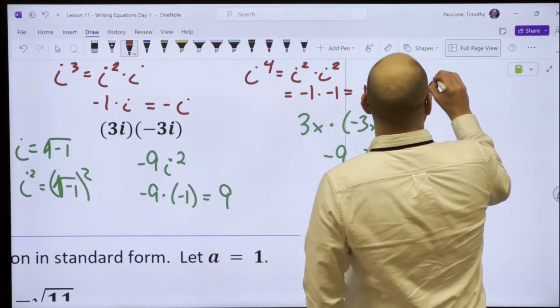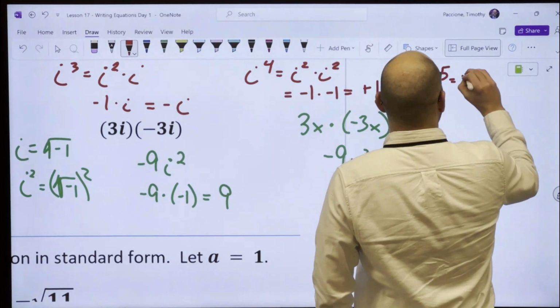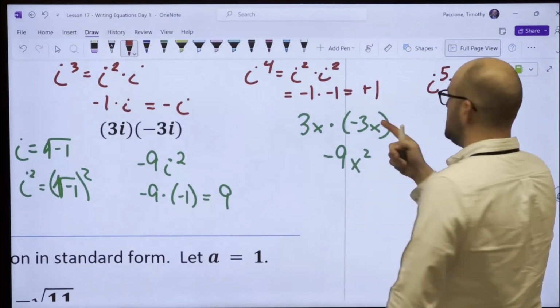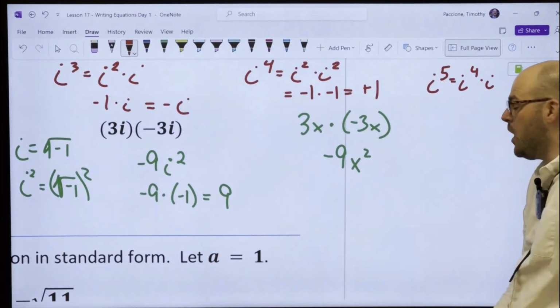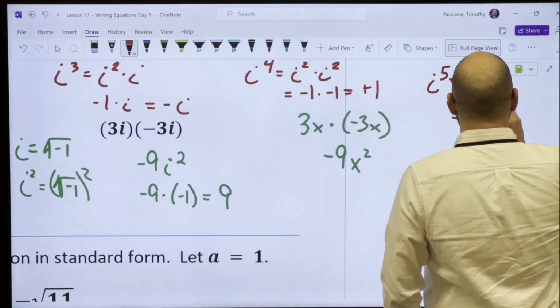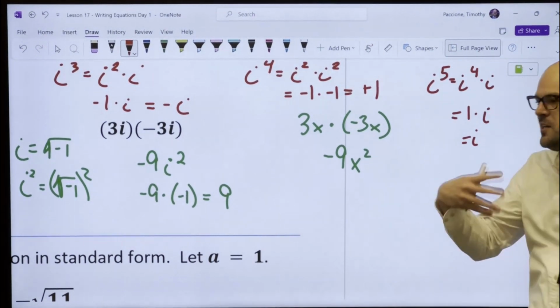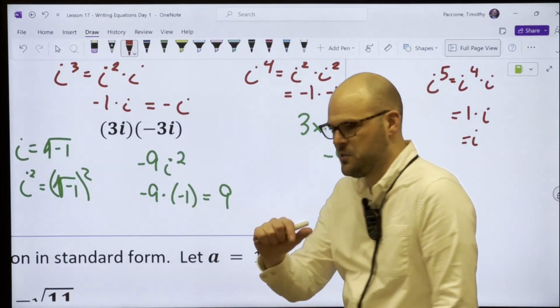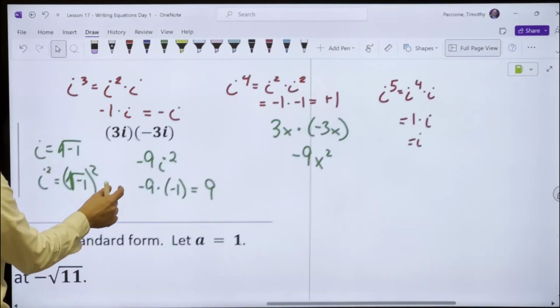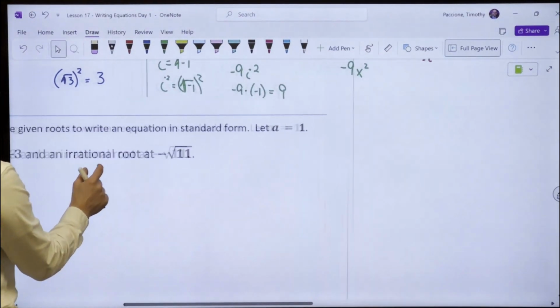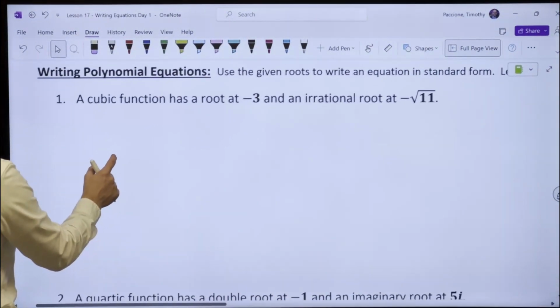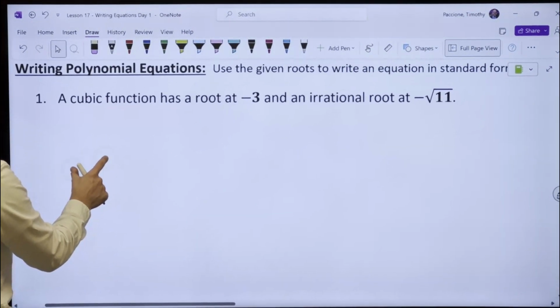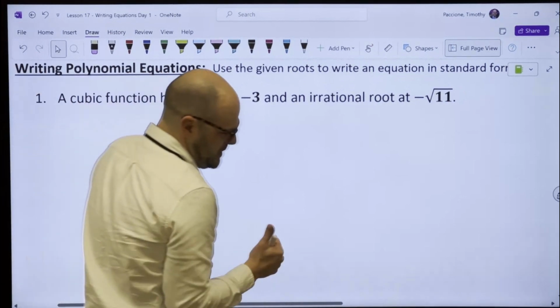Because i to the fifth is i to the fourth times i. We just said i to the fourth is 1. So it's 1 times i, so it's just i, and then it just cycles from there. Okay, you don't need to know any of that if you weren't in honors, but it's good to know. All right, so now we practice those skills.